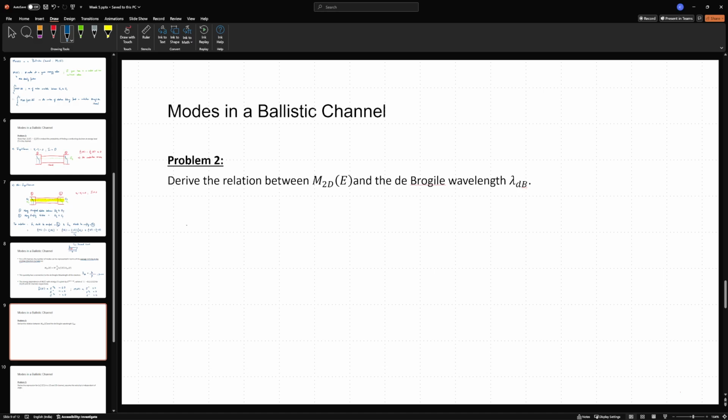So let us start with the definition of the number of modes. M2D of E is W into h by 4, into the average velocity Vx plus of E, into D2D of E.